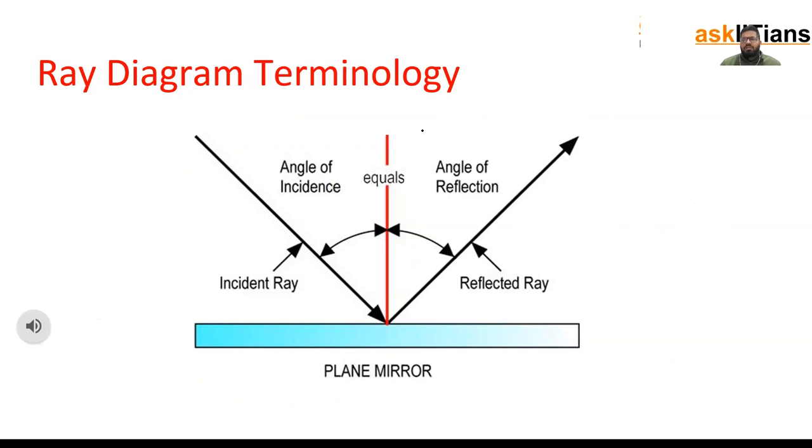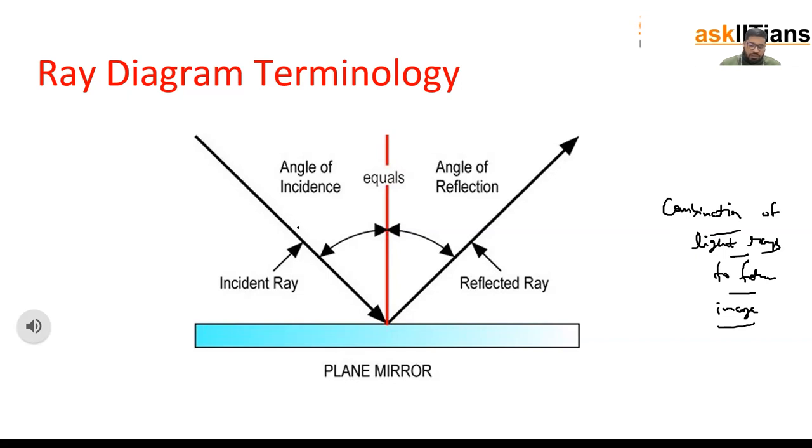Okay. So next is ray diagram terminology. Now we are going to see some terms related to ray diagram. What is a ray diagram? A ray diagram is the combination of light rays to form the image. So basically how the image is formed is shown with the help of light rays, because in the phenomenon of reflection, what is happening? We'll see later, but first see the terminology.